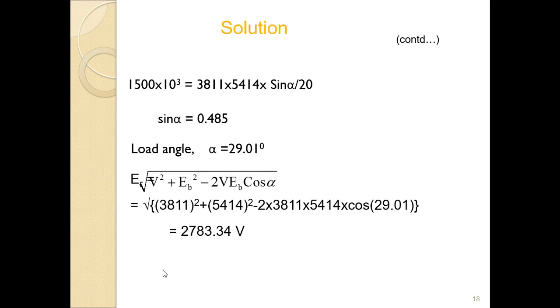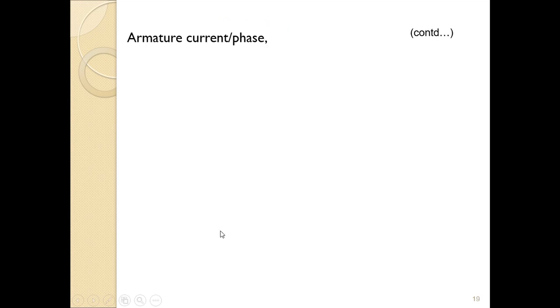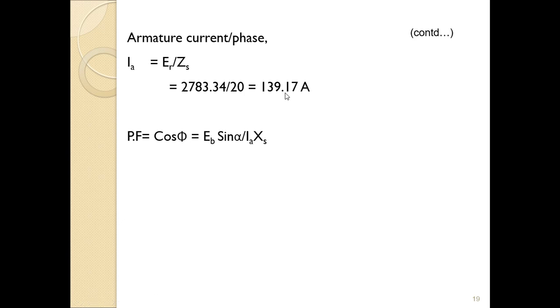So what is the ER value? ER is equal to IA into ZS. So armature current IA is equal to ER by ZS. What is the ER value? Just now we calculated, that is 2783.34. ZS is 20. So armature current is equal to 139.17 A. So power factor cos alpha is equal to EB sin alpha by IA into ZS.